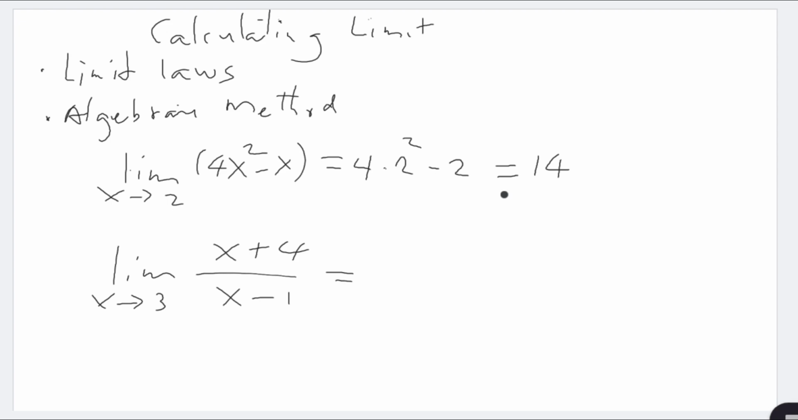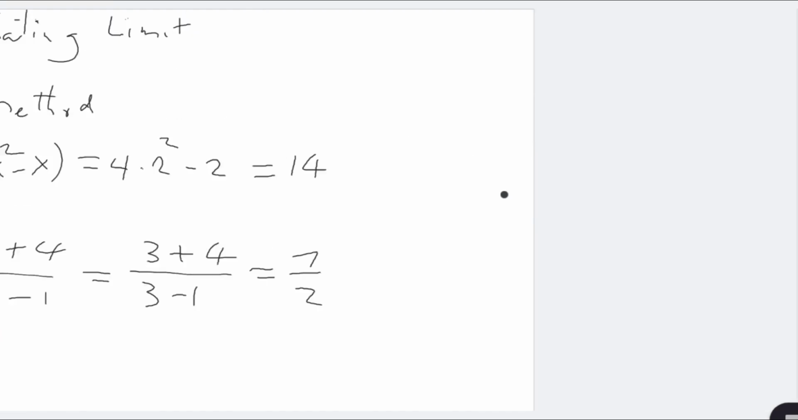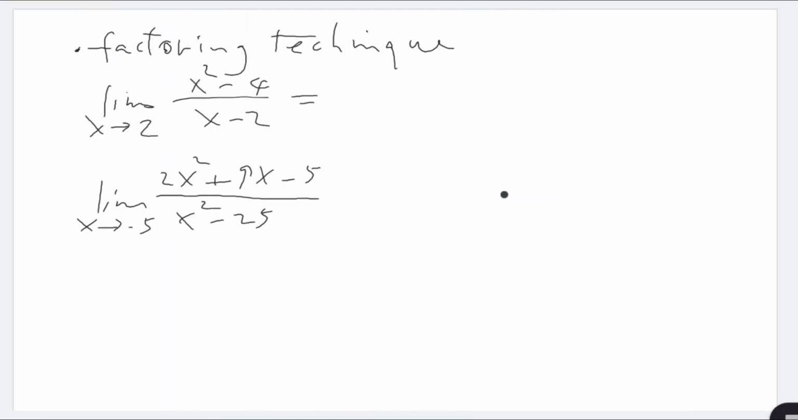Let's see another one. x approaches 3. So again, we just plug in 3 for x. Work it out, simplify. So the limit is 7 over 2. That's just how it works out, assuming you can actually plug in, you can actually evaluate. Now, let's look at more examples.